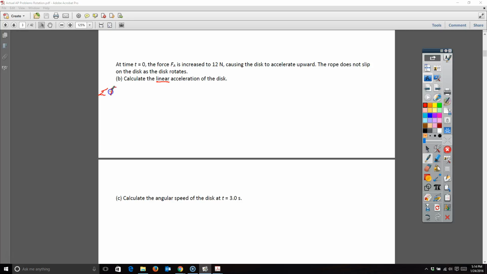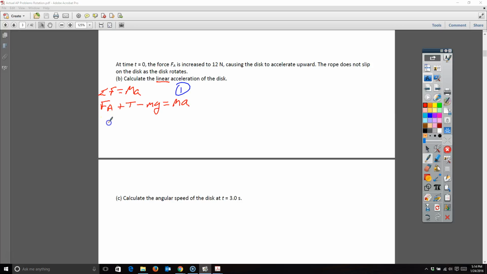We know the sum of the forces here should be equal to ma, which means that I have both FA and T pulling up on the wheel, and then I have mg pulling down on the wheel, and that should be equal to mass times acceleration. So that, just writing that part right there, should be 1 point. So we're going to put 1 point in there.